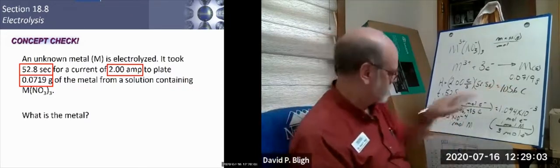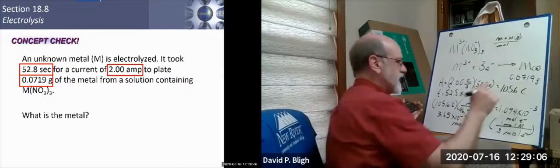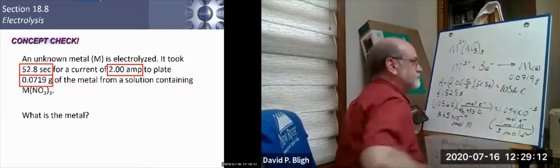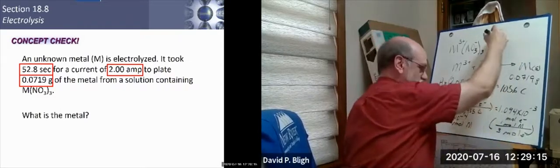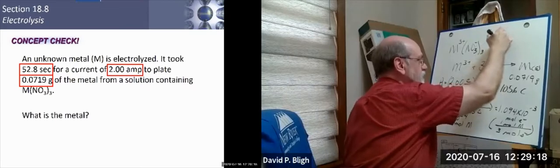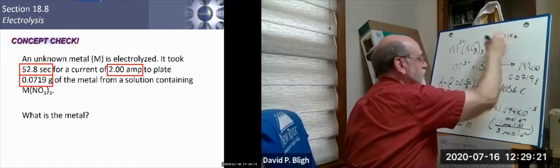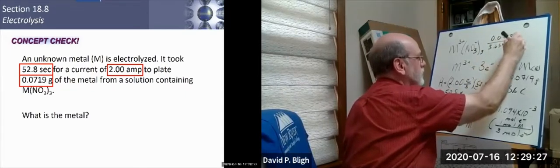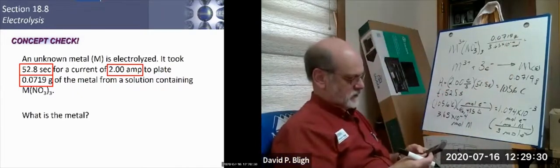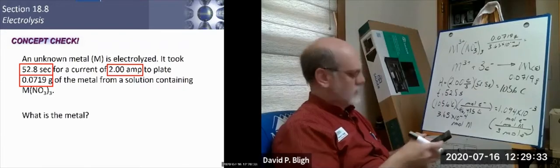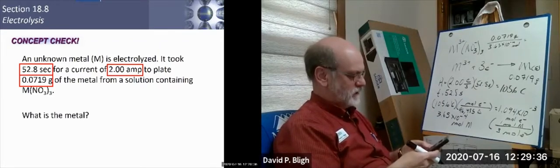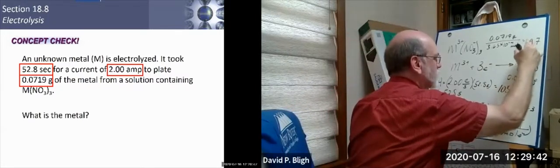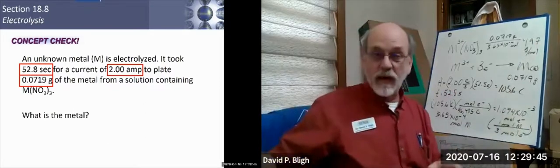Now we got mass, we got moles. So we just say mass is equal to, let's see, make some more room. Mass is 0.0719 grams per 3.65 times 10 to the minus 4 moles. Let's see what that is. 0.0719 divided by that is 197.97 grams per mole. Now we got a molar mass.